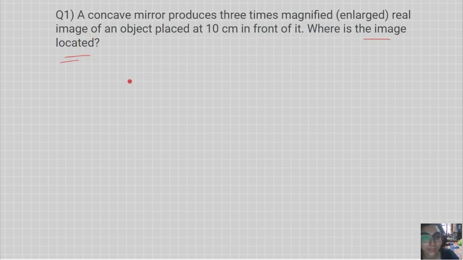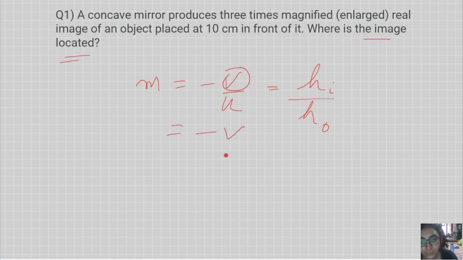So we know that the magnification formula for a mirror is m equals minus v by u, which also happens to be equal to height or size of the image by size of the object, right? So now what we have to find is where is the image located, that is we have to find v. U is given to us. So minus v by 10 is equal to, now it's saying that the mirror produced 3 times magnified real image of an object. So obviously the height of the image will be thrice the height of the object, right?